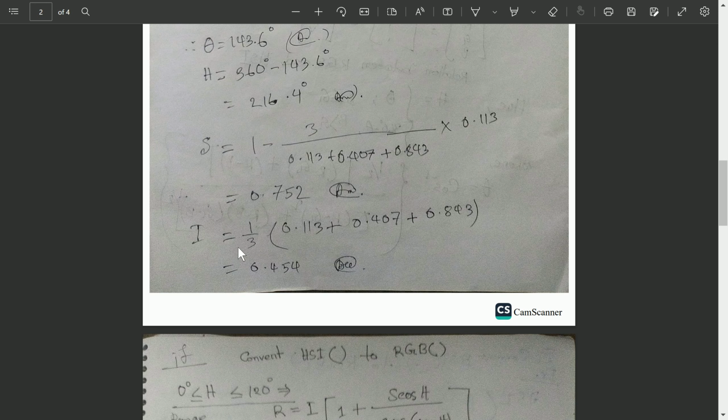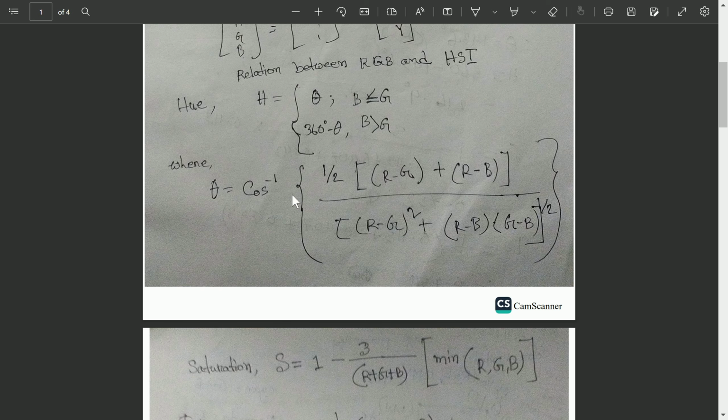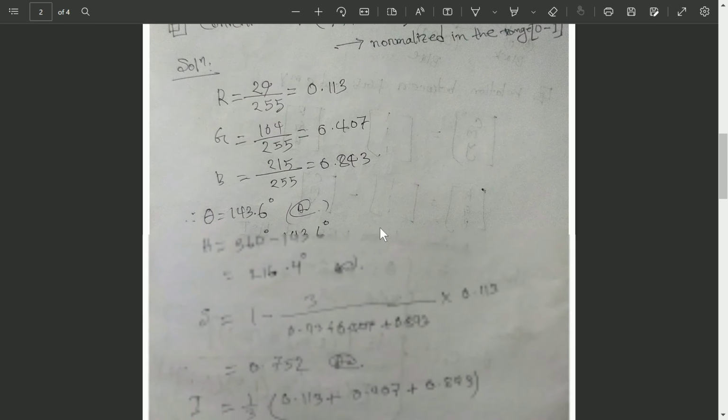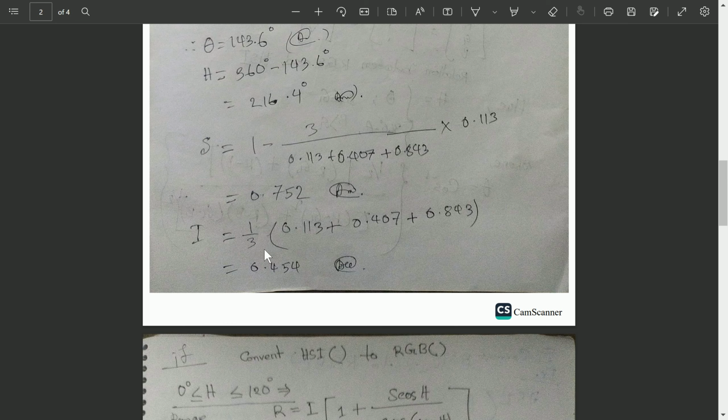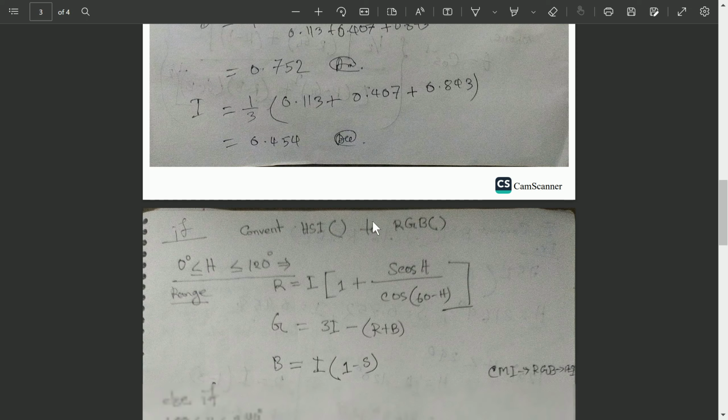Now we will find the value of I, or intensity. So the equation that we have is intensity I is equal to 1 by 3 into R plus G plus B. So similarly we are doing the same thing here. We are giving 1 by 3 into 0.113 plus 0.407 plus 0.843, and the final output is 0.454, and this is the answer.